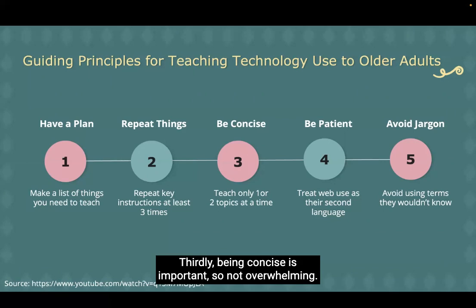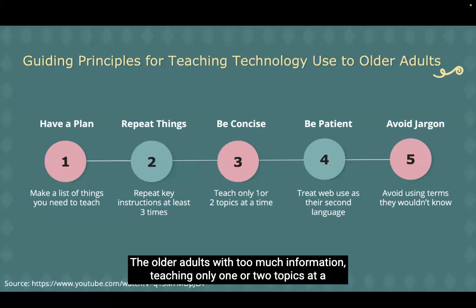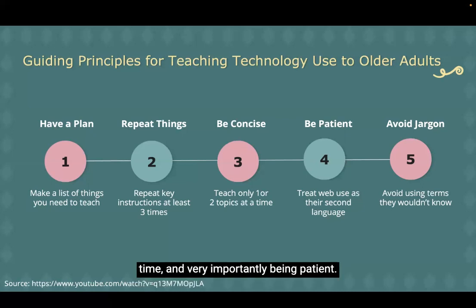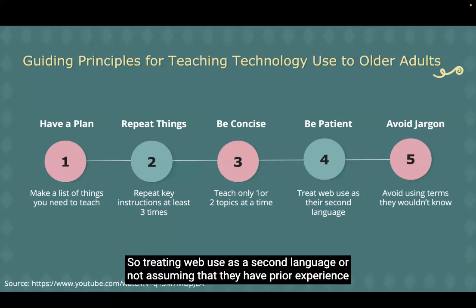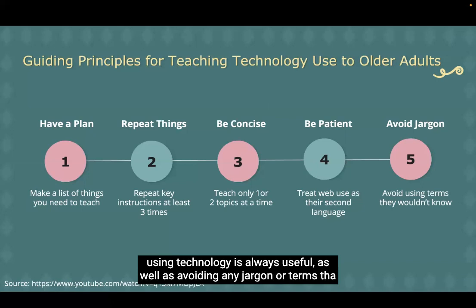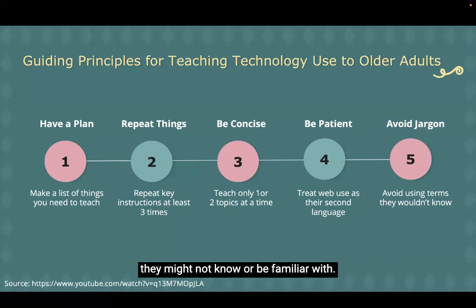Thirdly, being concise is important, so not overwhelming the older adult with too much information, teaching only 1 or 2 topics at a time. And very importantly, being patient. So not everyone has grown up with technology, not everyone is comfortable using technology. So treating web use as a second language, or not assuming that they have prior experience using technology, is always useful, as well as avoiding any jargon or terms that they might not know or be familiar with.